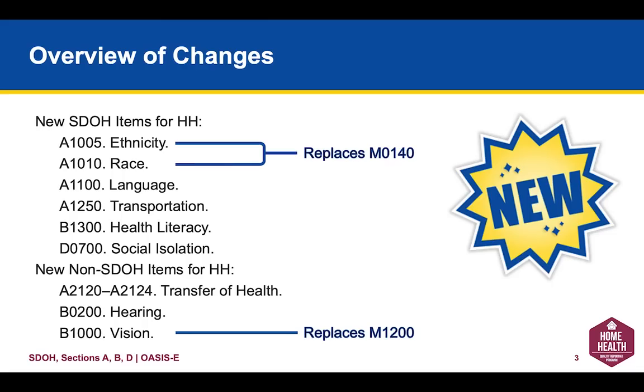Let's take a look at the implications of these data elements in home health by reviewing the changes that have been made. The new SDOH data elements added for home health are listed here and include A1005 ethnicity and A1010 race, which replace item M0140, A1100 language, A1250 transportation, B1300 health literacy, and D0700 social isolation.